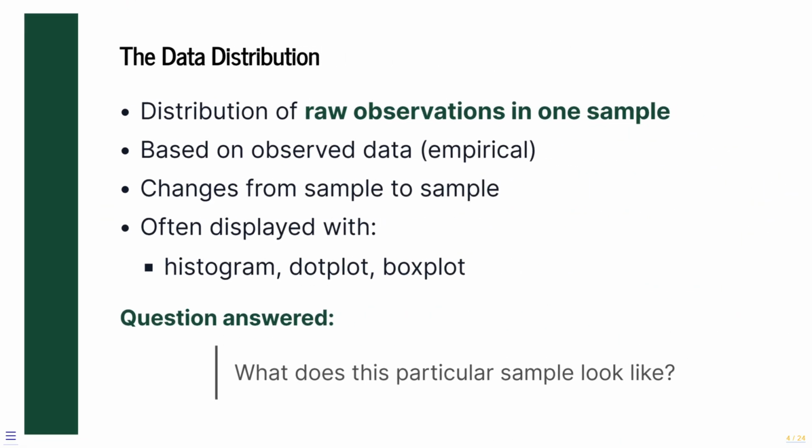Let's begin with the data distribution. The data distribution is simply the distribution of the raw observations in one sample. It is empirical, meaning it is based directly on the data you collected. Because it depends on the specific sample, it will change from sample to sample. We usually visualize the data distribution using tools like histograms, dot plots, or box plots.